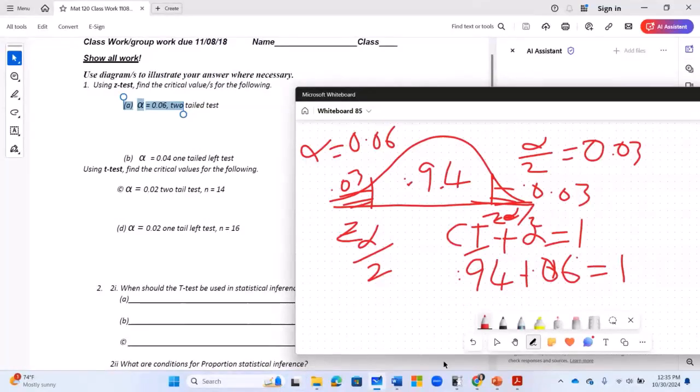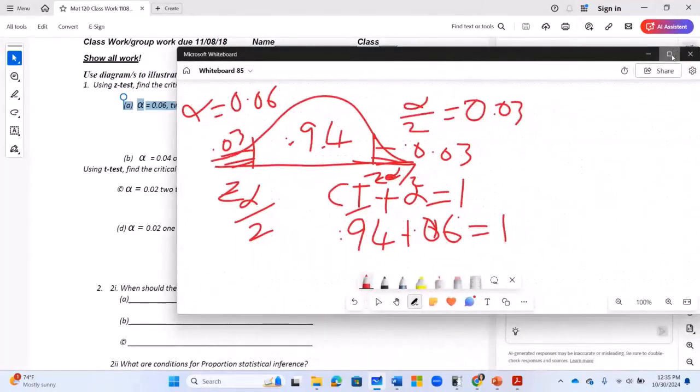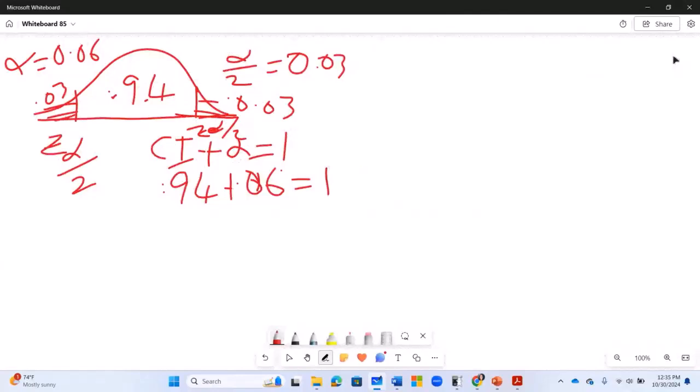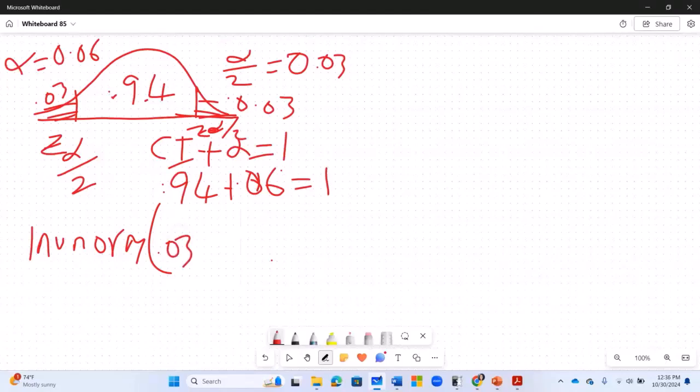I know that I can use my normal curve, or I can use a calculator. We do inverse norm. Anytime I want area to the left, I will do inverse norm, area to the left in decimal, and that is 0.03. Then the mean of a standard normal, which is 0, and the standard deviation, which is 1.